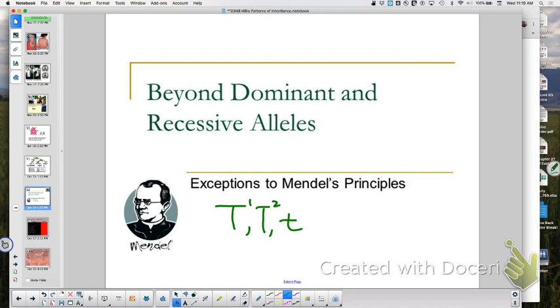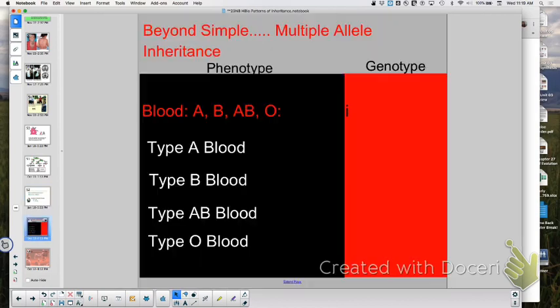A really good example for that is blood type. When we talk about blood type, there are basically four main blood types: A, B, what else? A, B, and O. Now, there's also positive and negative. That has to do with an Rh factor. I'm willing to bring it up again, but just set it aside for now. Let's just talk about A, B, and O.